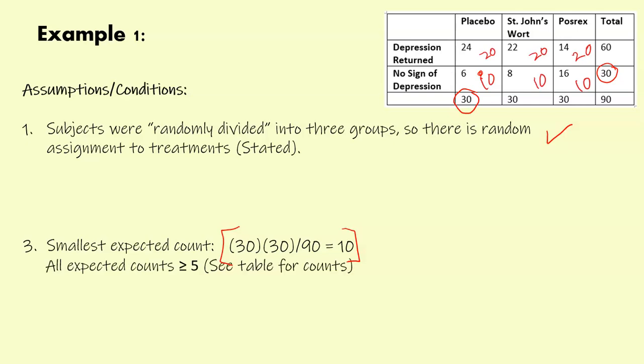Now, if the smallest count is greater than or equal to 5, then all the expected counts must be greater than or equal to 5. And so I'm going to write all expected counts greater than or equal to 5 and see my table where I wrote those counts. Look at me checking my answers.